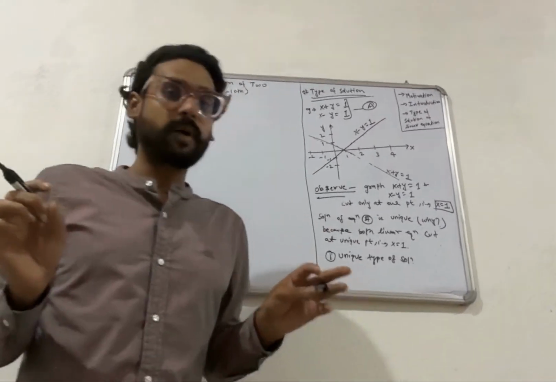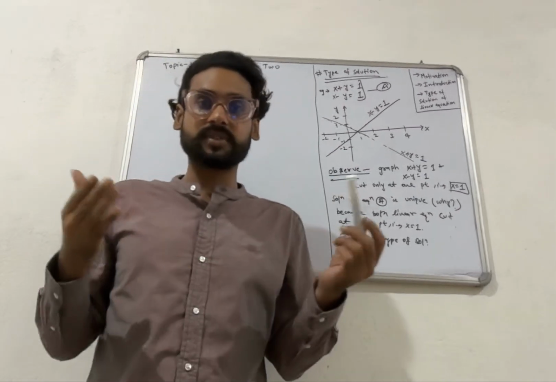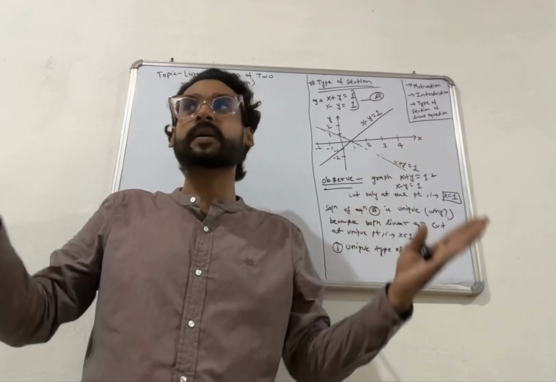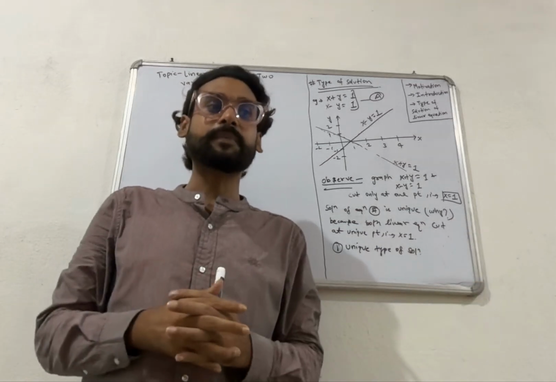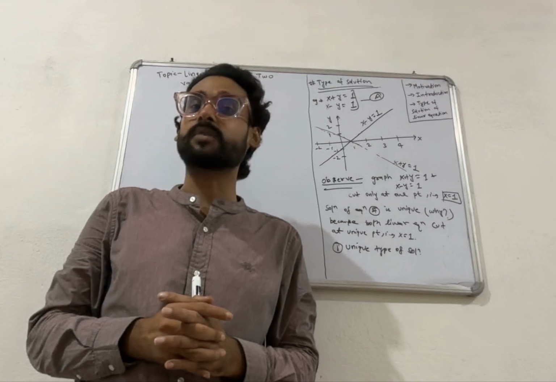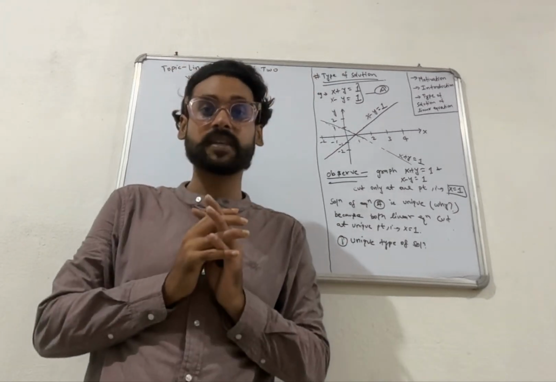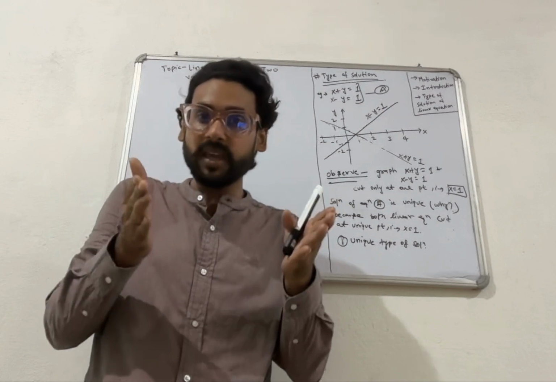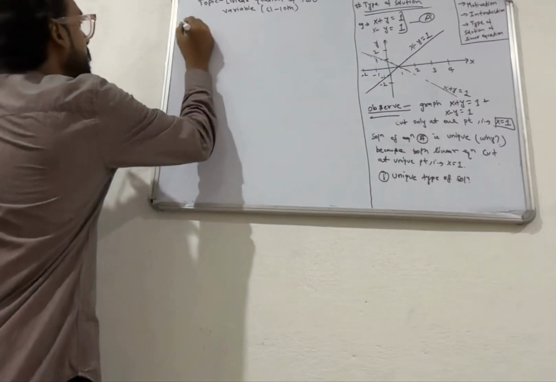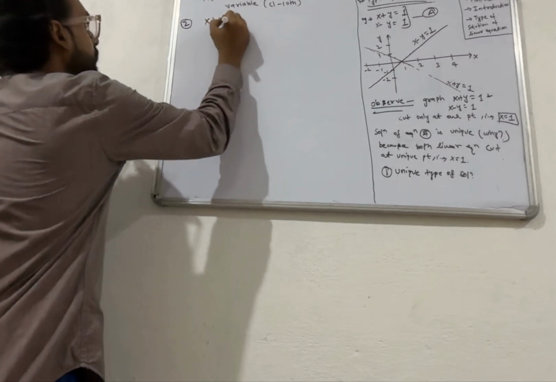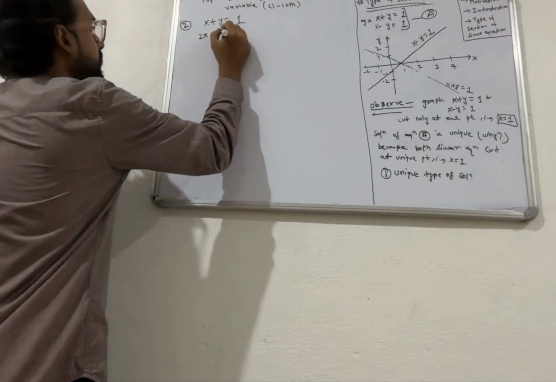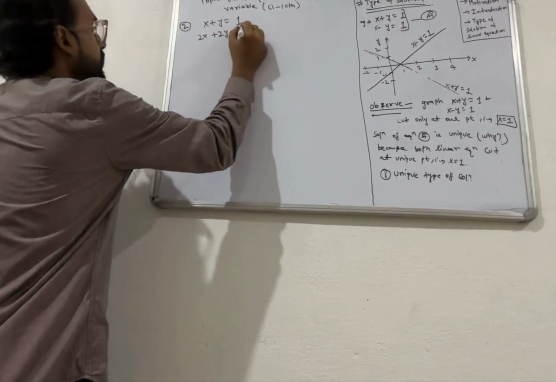So can you think about that? Can we have this type of equation where somewhere in the graph the equations will not cut, or maybe the equations will be parallel? It's possible, maybe not. So let's check. Second type: x plus y is equal to 1, and 2x plus 2y is equal to 2.